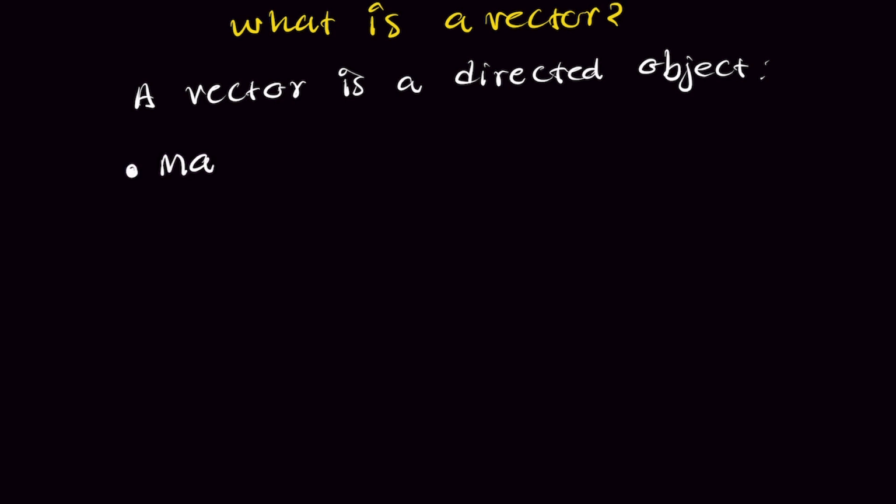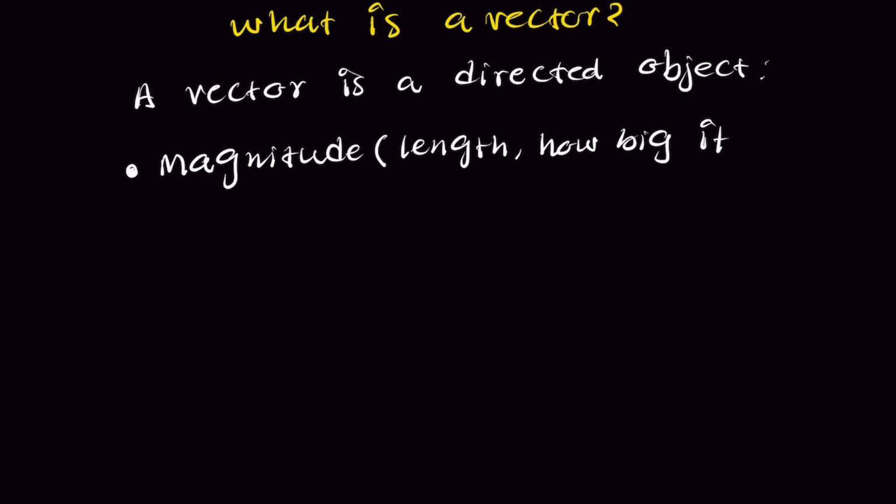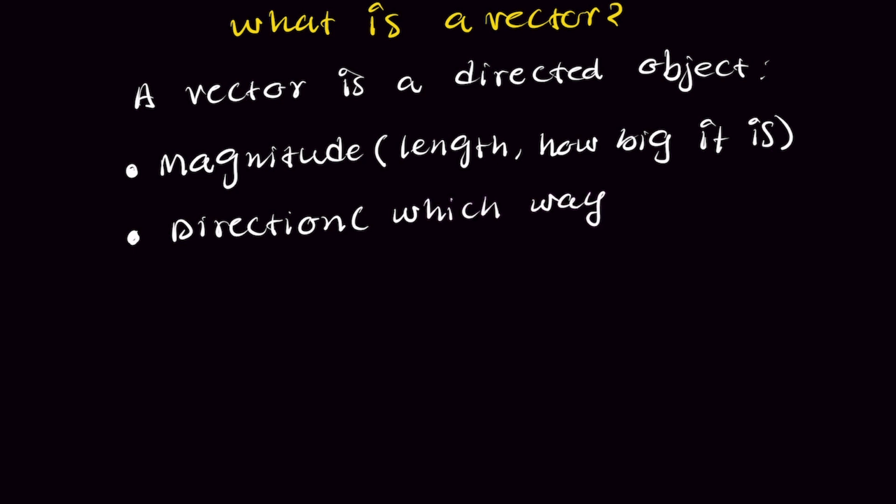Magnitude, which means length, and also how big something or a vector is. The second one is direction, which means which way it points.